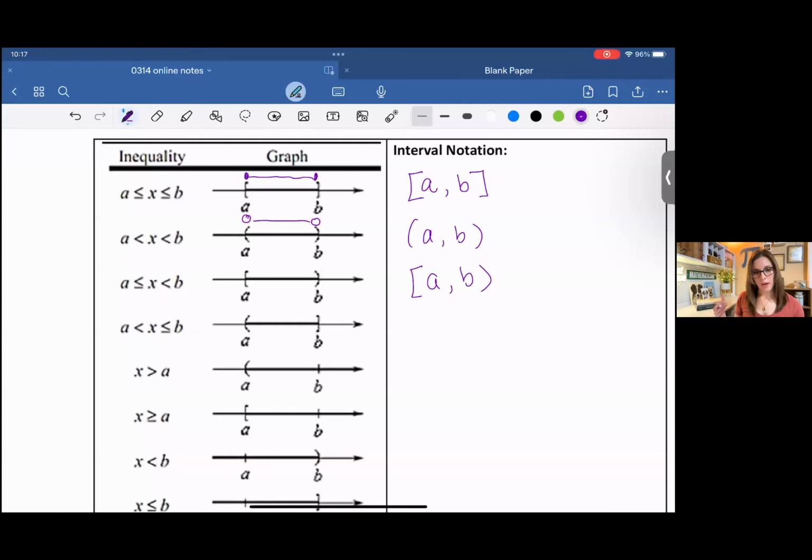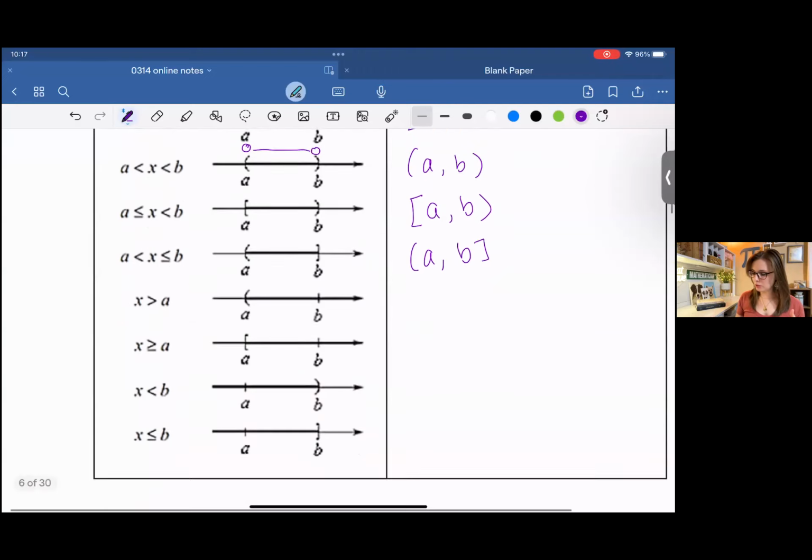And then the next one, we have that flopped. We have a parentheses on A and a bracket on B. So B is included in the solution set, but A is not. So we could go up really close to A, but not equal to A. And then everything in between there is fair game also.